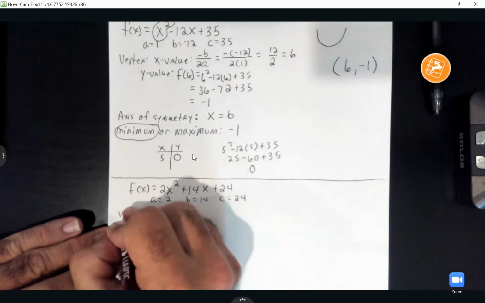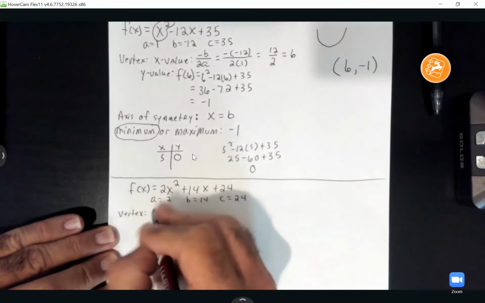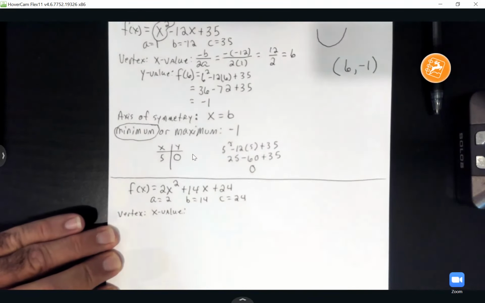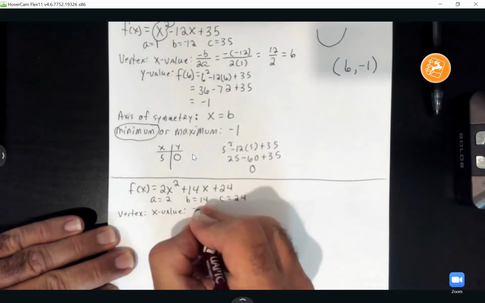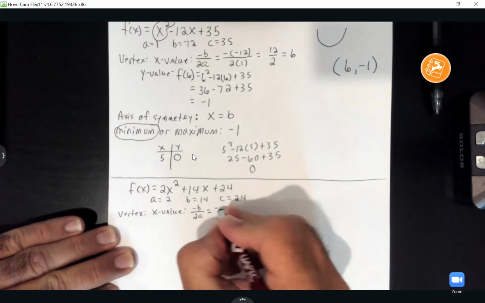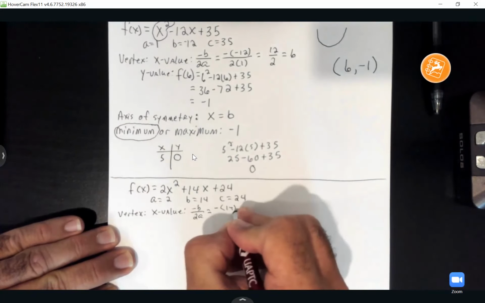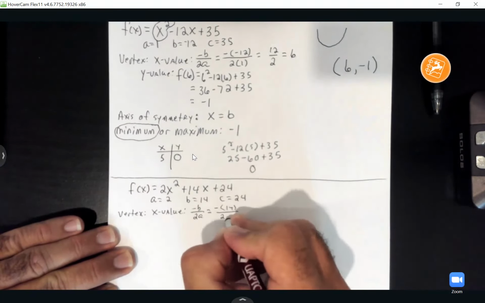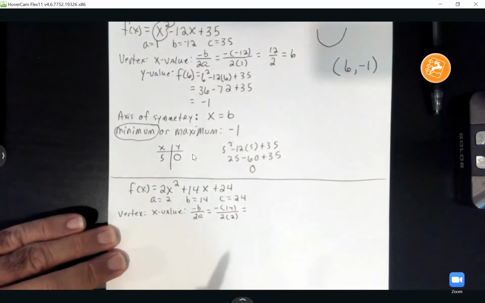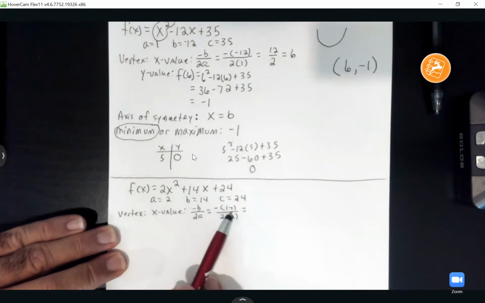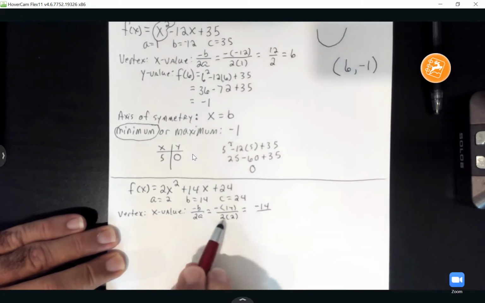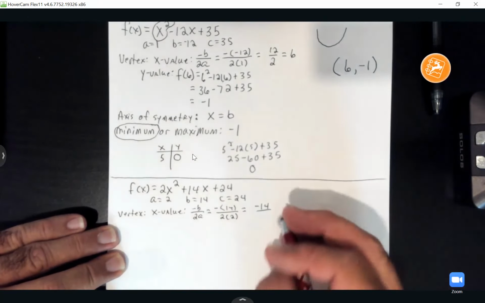So I'm going to get the vertex first. So let me get my x value. And we know the x value was -b over 2a. So that'll give me a negative times the 14 over 2 times 2. So y'all, let's see what that does. That's going to give me a -14 on the top. That's going to give me a +4 on the bottom.